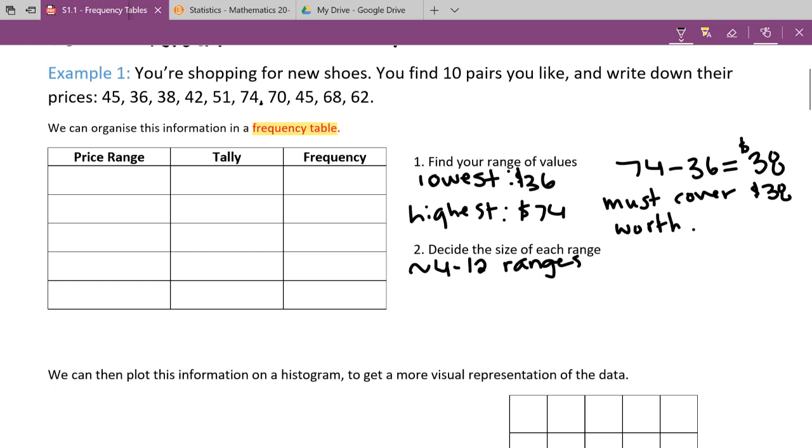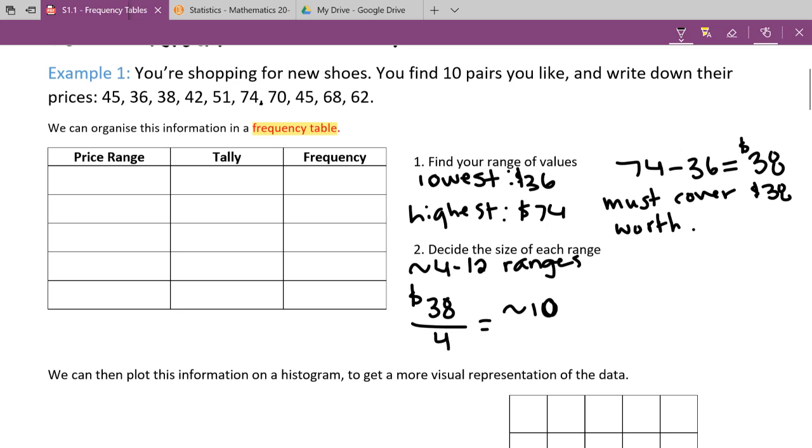So I have $38 worth. And you kind of want to just use your intuition a bit here. If I split this into 4 categories, then I get about $10 per category. It ends up being a little less, 9 point something, but $10 for each range kind of makes sense.